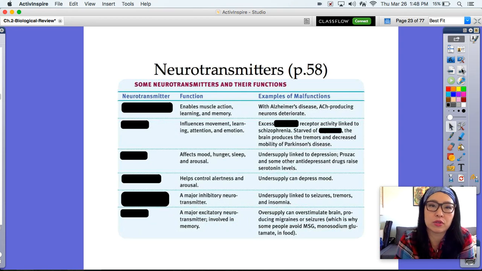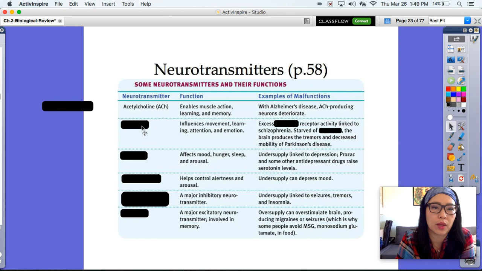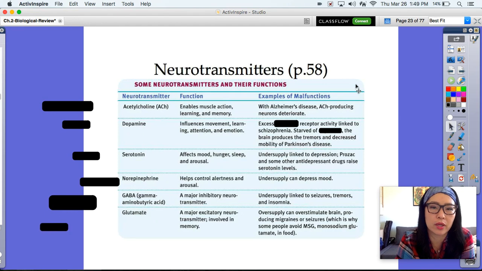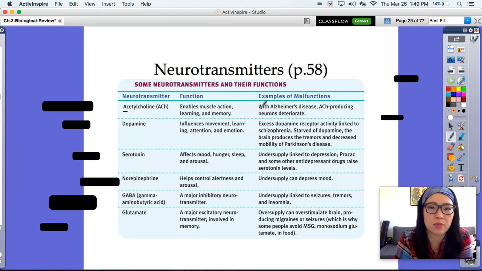Okay, so here are all your neurotransmitters. We have to know what disorders go with it if there's too much or too little. Okay, the first one is going to be acetylcholine. Acetylcholine is going to be tied to Alzheimer's disease because it is A in A. I'm just going to remove all of these so that I can write on the board. Okay, so acetylcholine is going to be dealing with Alzheimer's disease. If there is too little acetylcholine, it's going to lead to Alzheimer's.